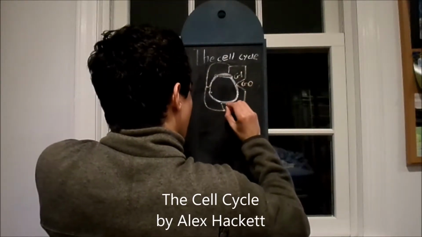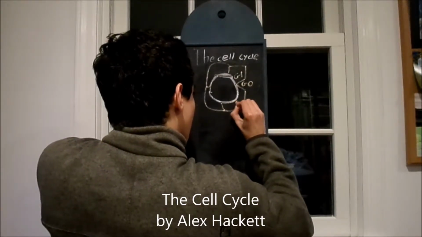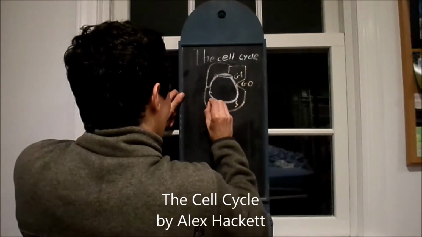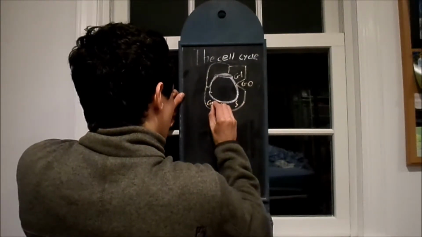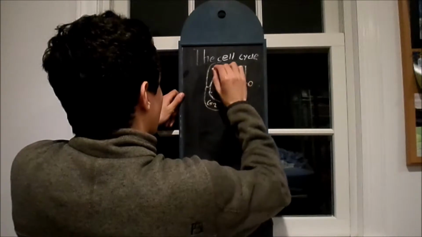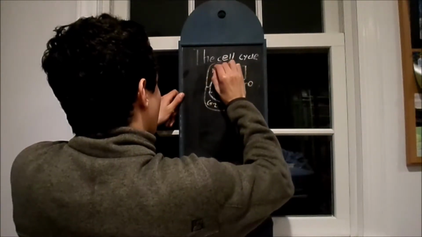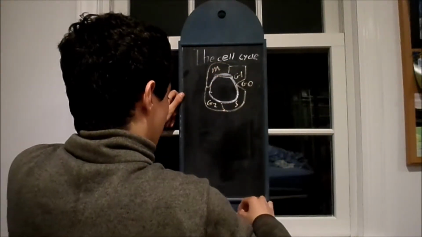Okay, hello everyone. Today I'm going to be giving an overview on the cell cycle. First, I'm going to be talking about the job of G0, or the rest section of the cell cycle, because it is quite simple and I'm not going to be talking about it later.